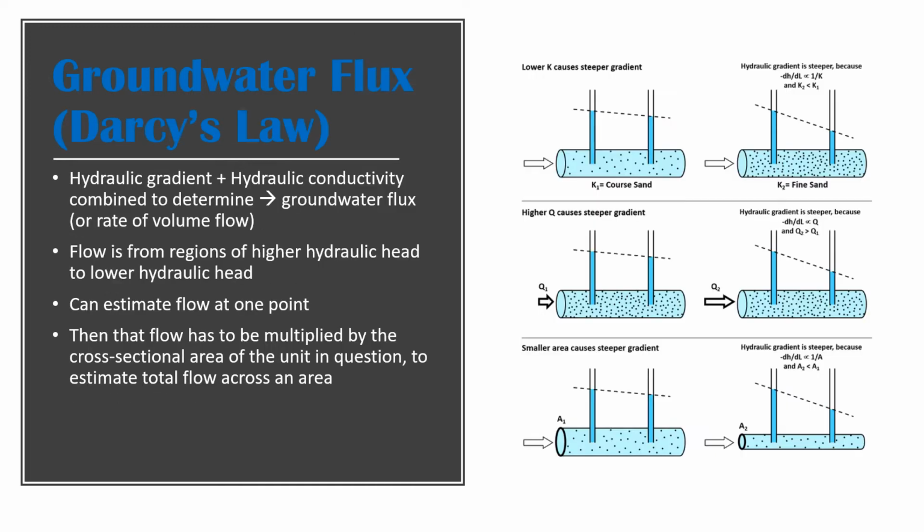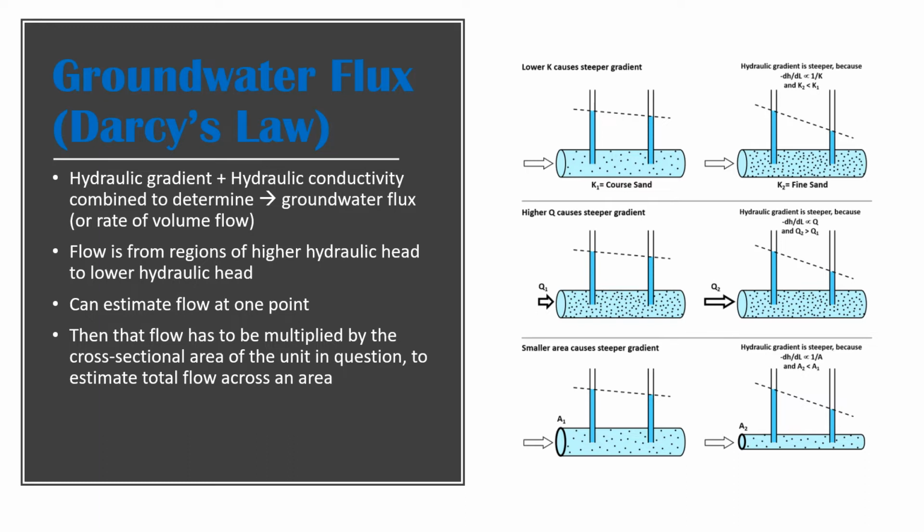The module also briefly went over Darcy's law and groundwater flux, where hydraulic gradient and hydraulic conductivity are combined to determine the groundwater flux, or the rate of volume of flow. In general, flow is from regions of higher hydraulic head to lower hydraulic head, and you can estimate this at any one point. Once you have that estimated flow at one point, it can be multiplied by the cross-sectional area of the unit in question to estimate the total flow across an area.